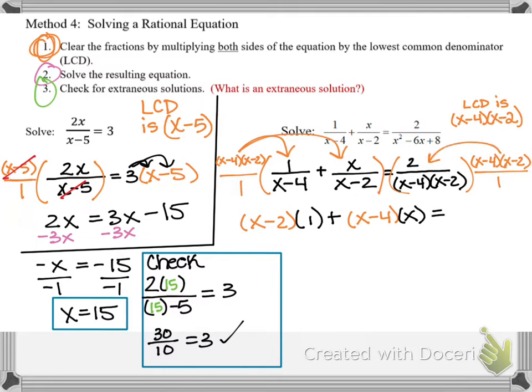Now, on the right side, look at what happens. Both factors of the LCD will cancel out, so I'm simply left with the numerator 2. Now I'm going to distribute and combine like terms.